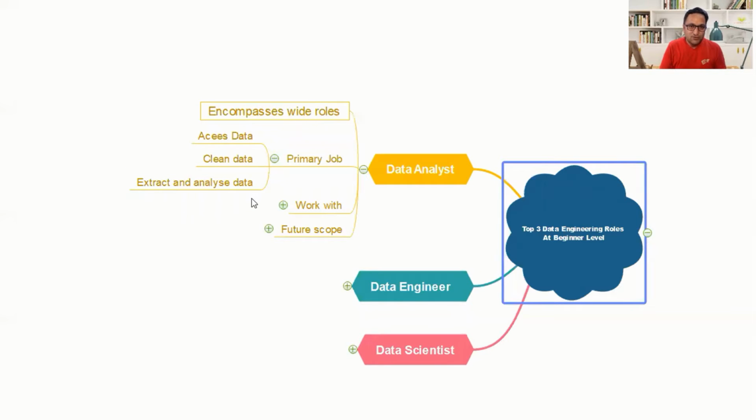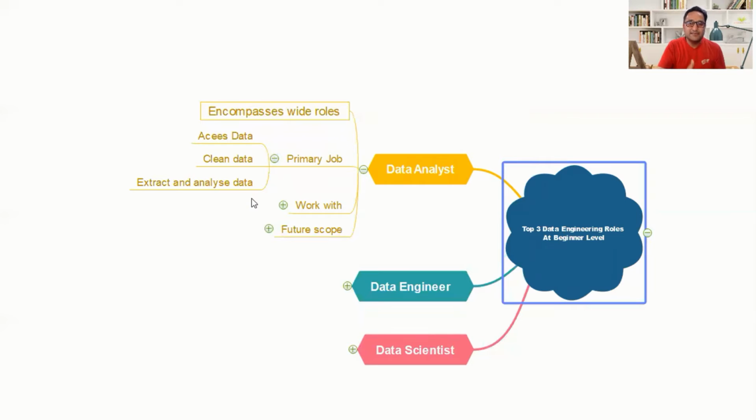Access data. In data engineering, your work is to work with data. So you access data, clean the data, extract and analyze the data. Accessing it first from the data source, cleaning that data, extracting some information and analyzing that data. That's the job role of a data analyst.